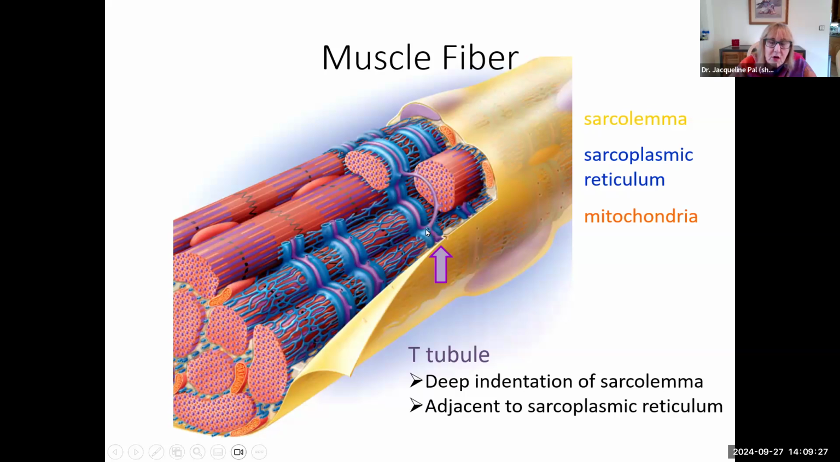When it goes deep, notice it sits right next to the sarcoplasmic reticulum. And what's being stored in that sarcoplasmic reticulum? Calcium. So that's going to be important. And it's surrounding every single myofibril in that muscle fiber, in that myocyte.